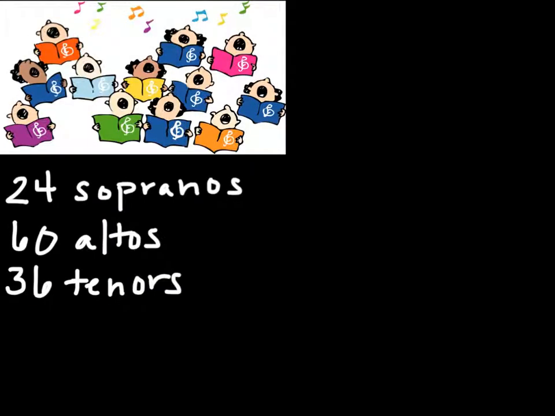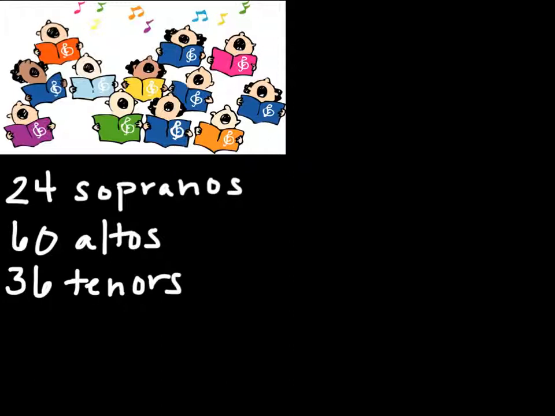Let's begin our exploration of greatest common factor with a word problem. A choir director wants to divide a choir into smaller groups. The choir has 24 sopranos, 60 altos, and 36 tenors. Each group will have the same number of each type of voice. What is the greatest number of groups that can be formed? And how many sopranos, altos, and tenors will be in each group?